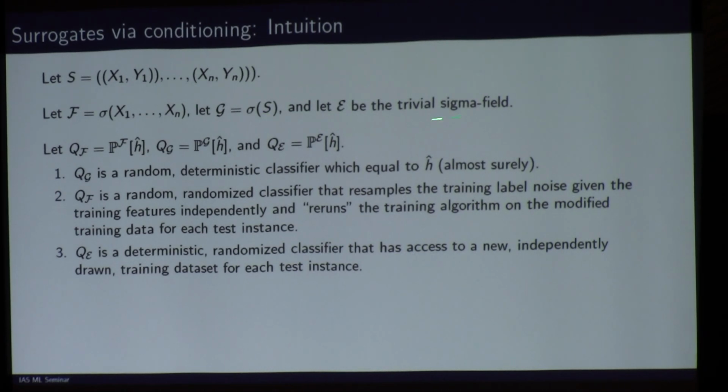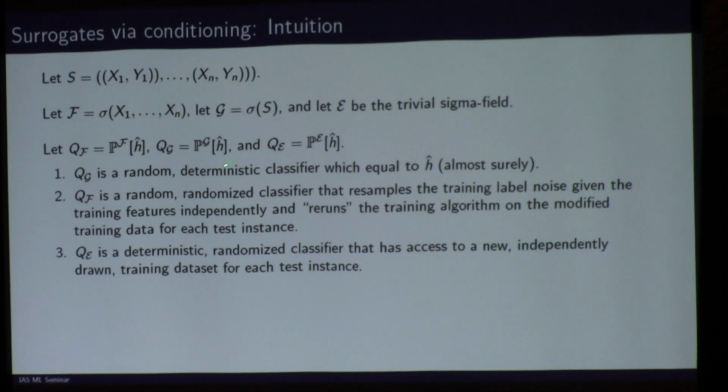And then I'll have this trivial sigma algebra where I forget everything. All right, so these are three possibilities. QF remembers just the inputs X, so it is the conditional distribution of my learned classifier having only remembered the inputs X. This one remembers everything, and Q of E remembers nothing. Okay, so what are these objects?